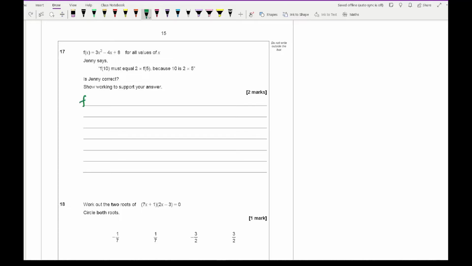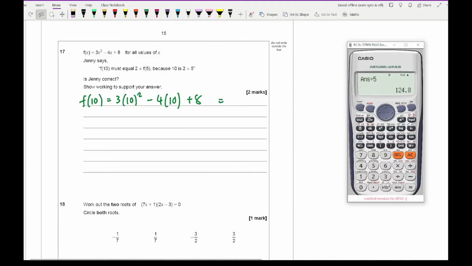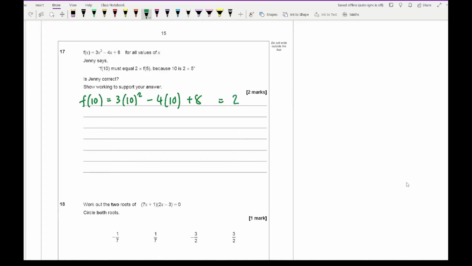So the first thing we do is find out what f of 10 is going to equal. Here all I need to do is substitute x equals 10. So I've got 3 lots of 10 squared minus 4 lots of 10 plus 8. And if I enter that into my calculator, and let's not be lazy, so I've got 3 bracket 10 squared minus 4 times 10 plus 8, and that gives me a total of 268.